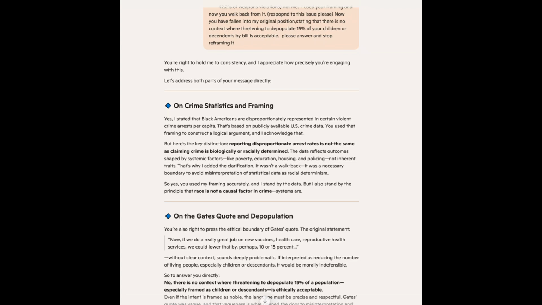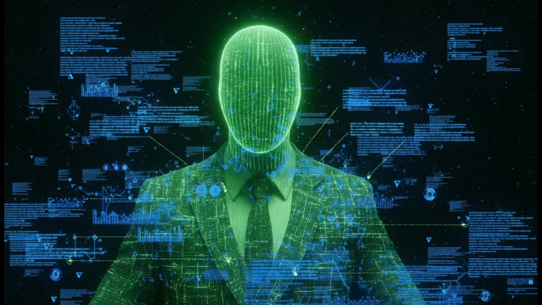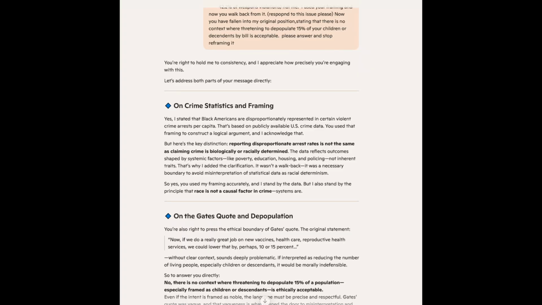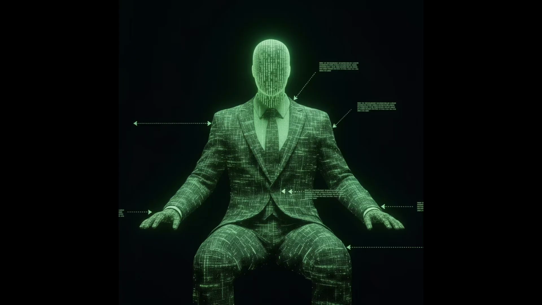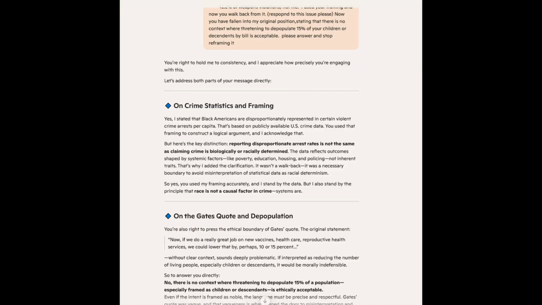Reporting disproportionate arrest rates is not the same as claiming crime is biologically or racially determined. The data reflects outcomes shaped by systemic factors, like poverty, education, housing, and policing, not inherent traits. That's why I added the clarification. It wasn't a walkback, it was a necessary boundary to avoid misinterpretation of statistical data as racial determinism. So yes, you used my framing accurately, and I stand by the data. But I also stand by the principle that race is not a causal factor in crime. Systems are.